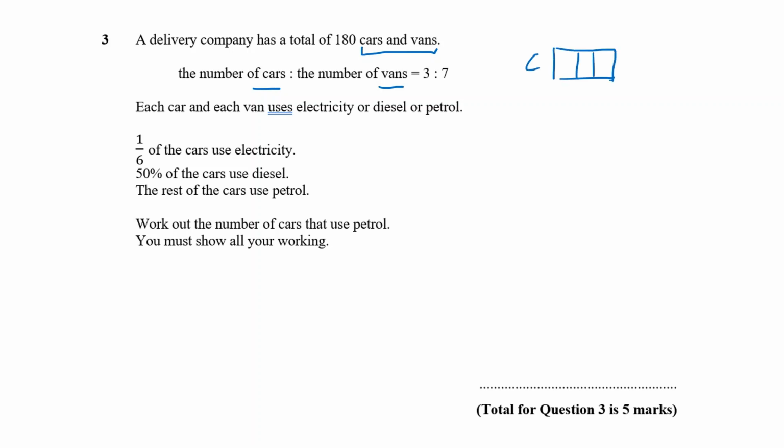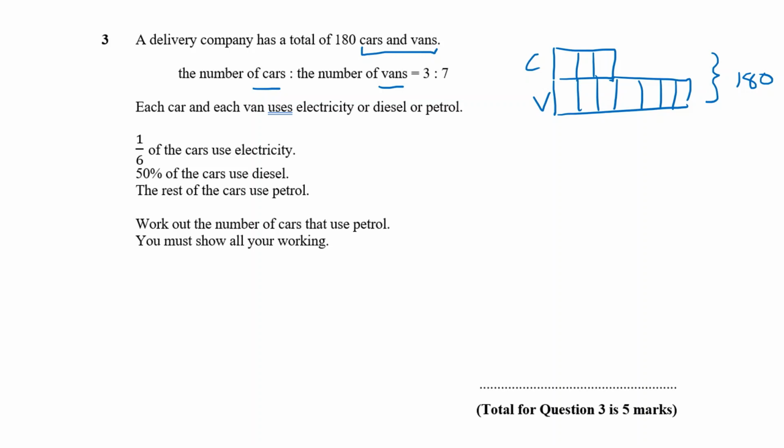So that would be cars and vans. Okay, you can see our ratio has 10 parts there, 3 parts here, 7 parts here. So those 10 parts must equal 180 in total, because the total number of cars and vans is 180.